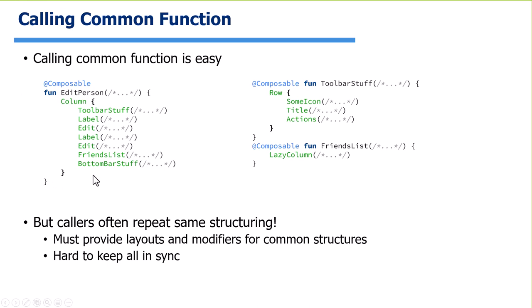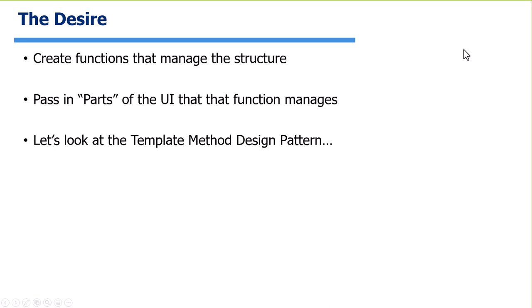We can come up with a common reusable way of doing things just by calling a function. But a lot of times, each of these has to repeat the exact same structure over and over again, just to change a few things. Like if we take a look in here, we have a column of toolbar stuff, and then label edit, and then a list of friends, then bottom bar stuff. We might have every single screen repeating the toolbar stuff and bottom bar stuff calls, and maybe some other thing, maybe the friends list is on all the screens. And that gets kind of wasteful, and it's also really tricky to make sure that they all get implemented the same way. So we want to try to set up a function that can manage that structure and make sure things are in the right place, make sure that common pieces that are always there are always there, but then let you pass in the parts of the UI that actually change.